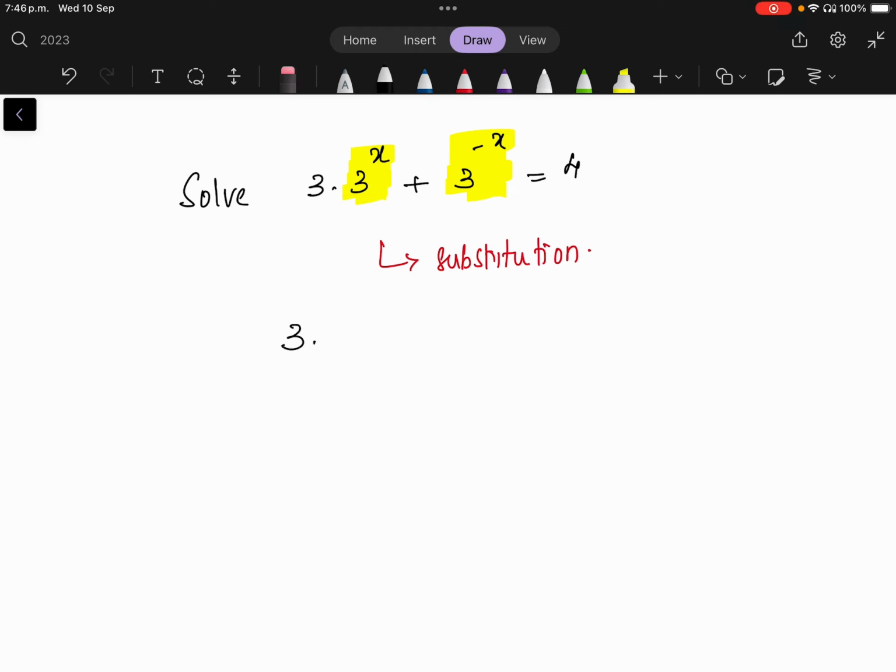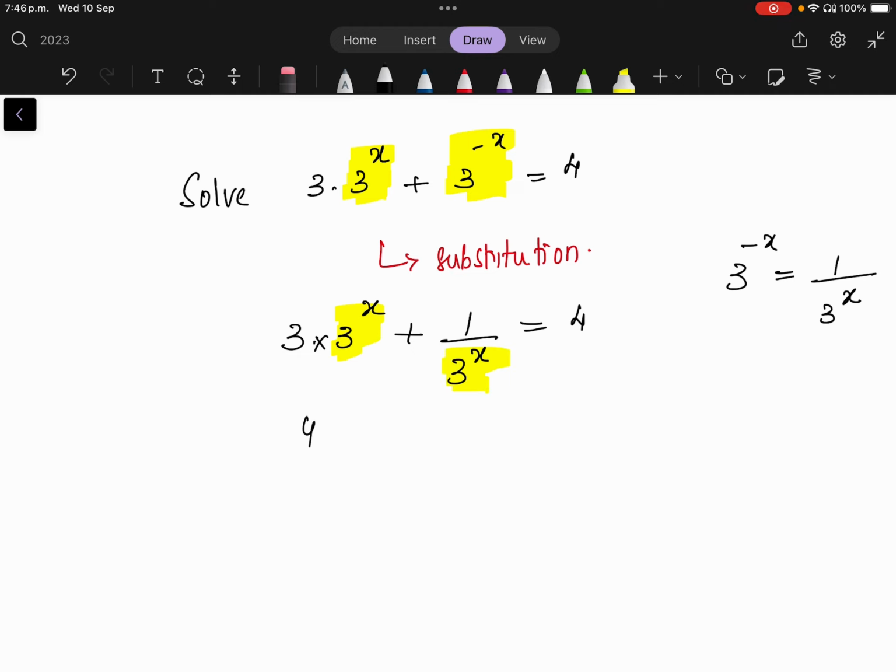So let me take the original equation, which is 3 dot 3 to the power of x, which means it is 3 times 3 to the power of x plus 3 to the power of minus x, which can be written as 1 by 3 to the power of x as per the laws of exponents. Then I will write this as 1 by 3 to the power of x, which is equal to 4. Now you have the same ones here, 3 to the power of x here, 3 to the power of x.